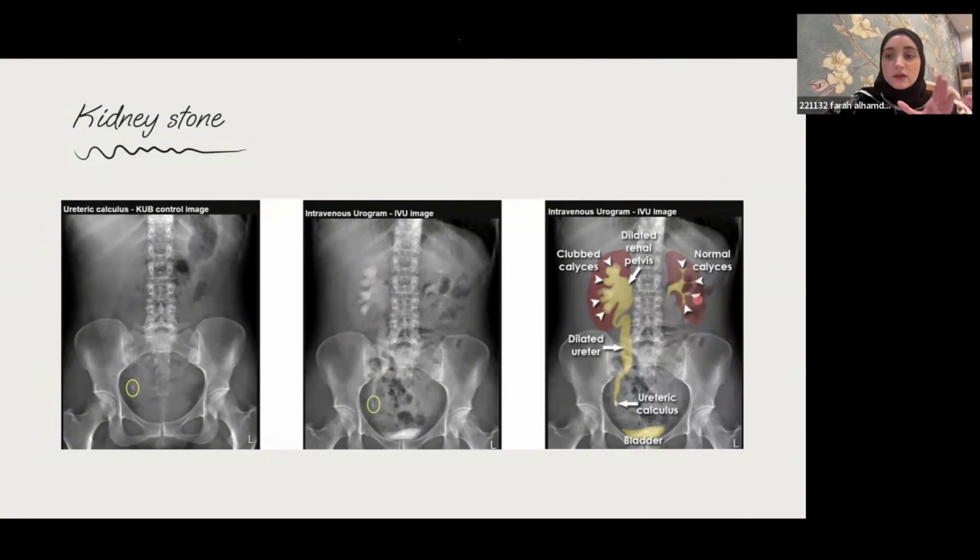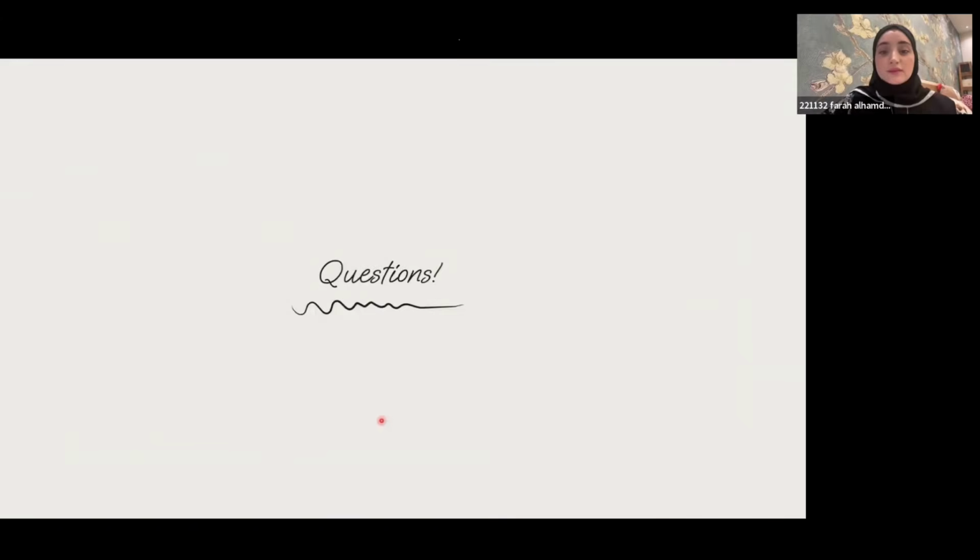This is a normal kidney, normal calyces. This is how they should look. When they're dilated, the urine is not flowing. So when they dilate and the urine is stagnant, staying inside the kidney, this would cause infections and so on. And as you can see here, the bladder would be very flattened because it's not filling with urine. The calculus or the stone is preventing the urine from going down. All right, and we're done.